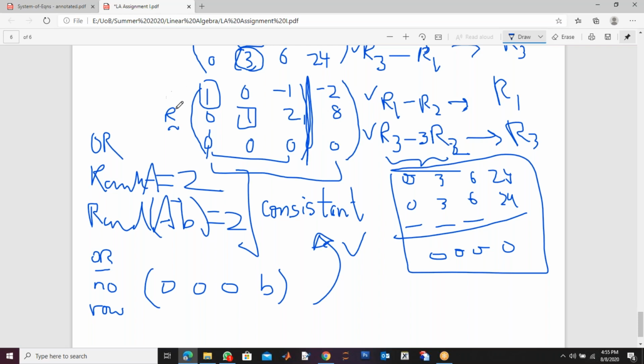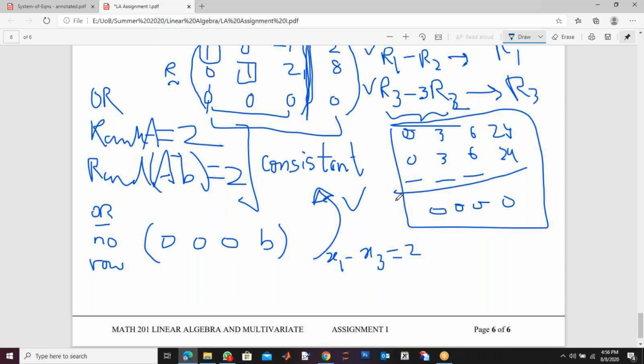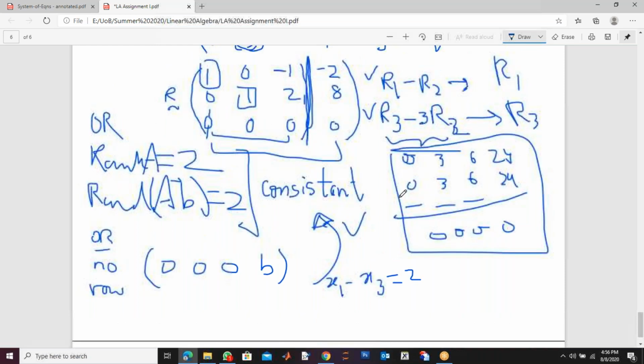So now once I get the reduced echelon form, I can write my system again. x1 plus 0 minus x3 is equal to minus 2. So you got x1 minus x3 equal to minus 2, right? This is from the first one. x1 minus x3 is equal to minus 2.